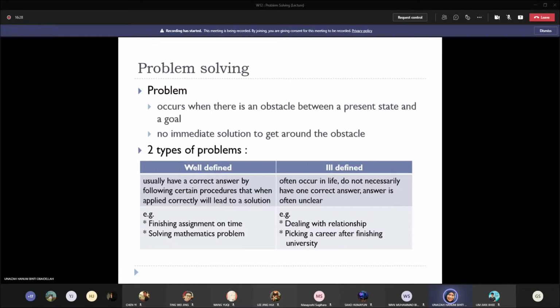But some problems, like dealing with a relationship, sometimes you are in a very toxic relationship, or trying to choose what to do after you finish university, or sometimes deciding what to eat. I always have that problem. As much as you have so many options, especially on Grab Food, you don't have to spend too much time, but sometimes I'll be spending probably 15 or 20 minutes deciding what to eat.